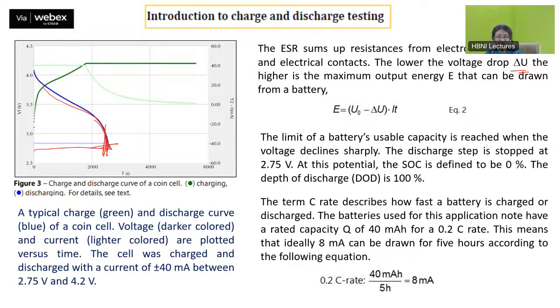In this plot, the rated capacity is 40 milliampere hour at a 0.2 C rate. This means ideally what you can draw is 40 by 5, that is 8 milliampere of current, for 5 hours from this particular battery whose plot is shown over here. Different batteries will have different C ratings, and depending on that you can have an idea about the amount of current you can draw from the battery and for what time.